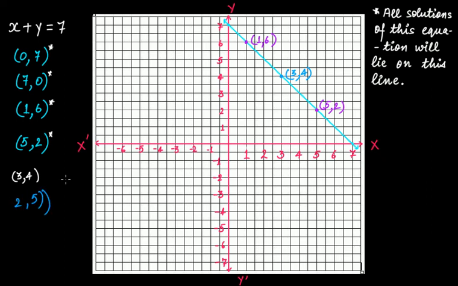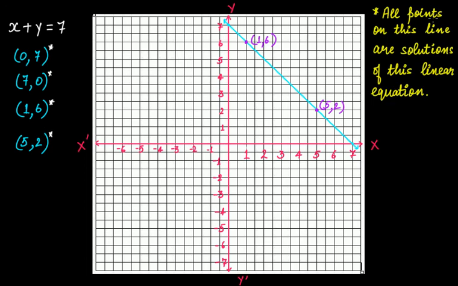Let's plot 2 and 5. So your 2 is here and your 5 is here, right? So you have 2 and 5. So you can check similarly for different solutions, and you'll find one thing: all solutions of this equation will lie on this line. Okay, this is point number 1.